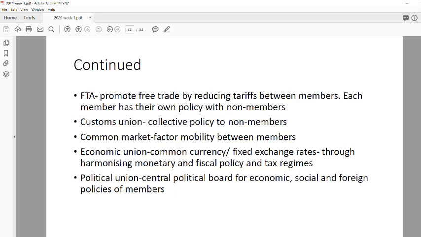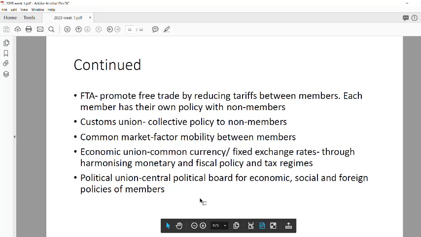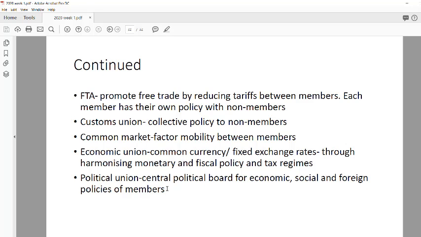And then lastly, the ultimate dream is having a political union, so that you have some central political board that decides on all economic issues, all social issues, all foreign policies for all members. That's the ideal. That is probably one of the most difficult things to do. It's like having a president for all countries, and that president makes decisions for all countries. And that's it for week one.